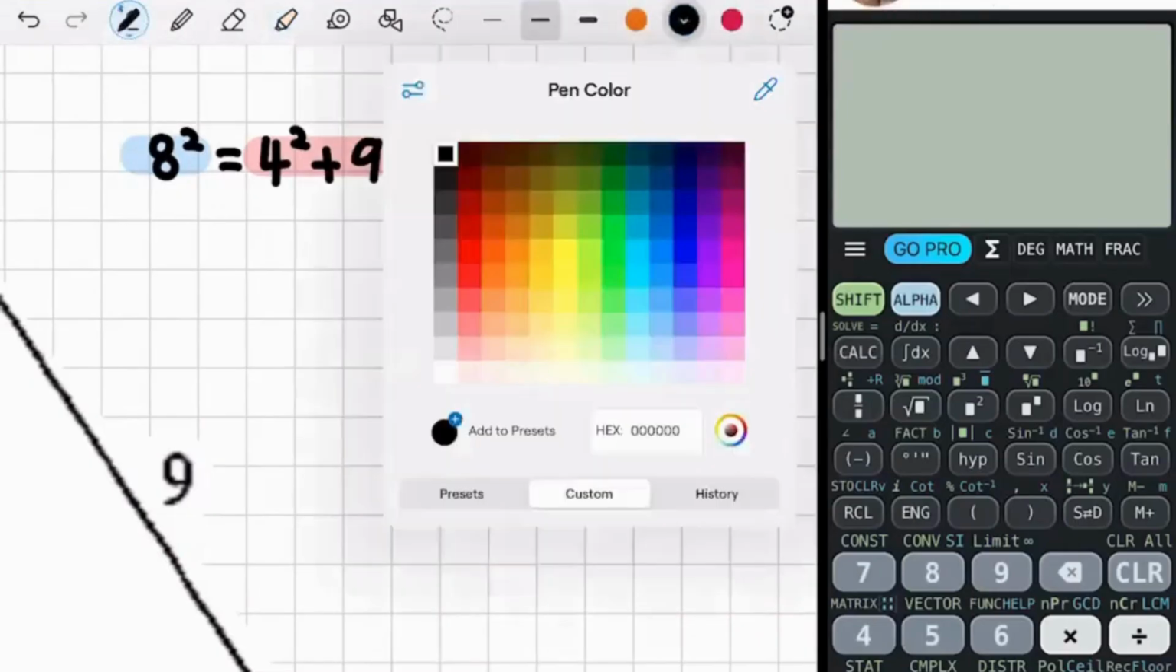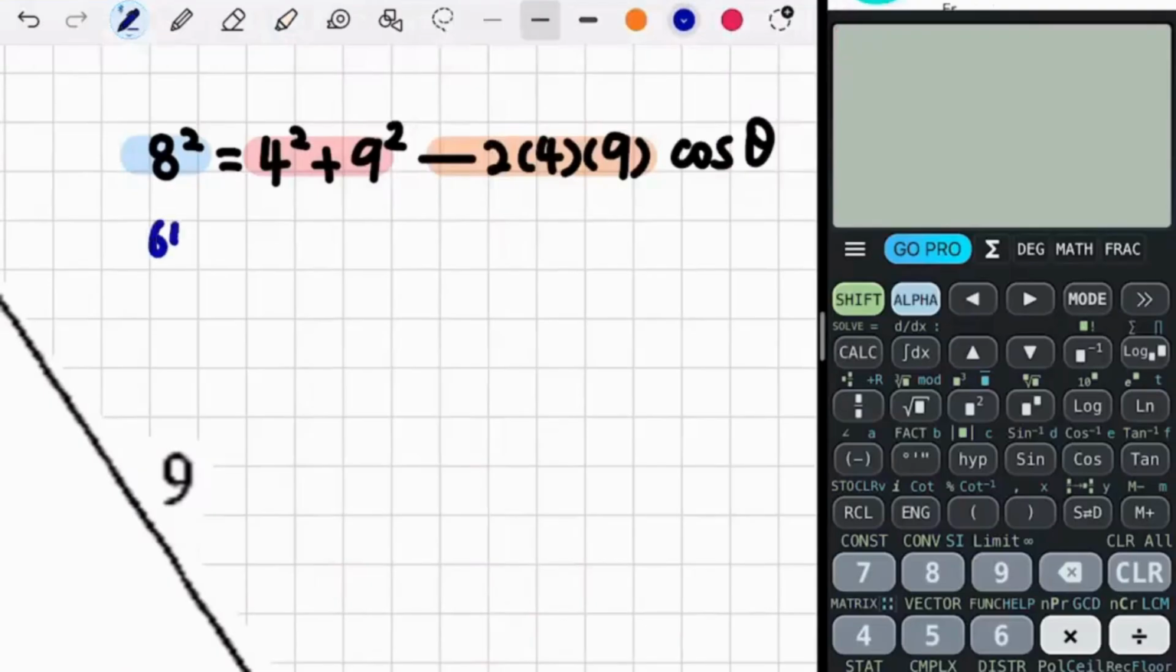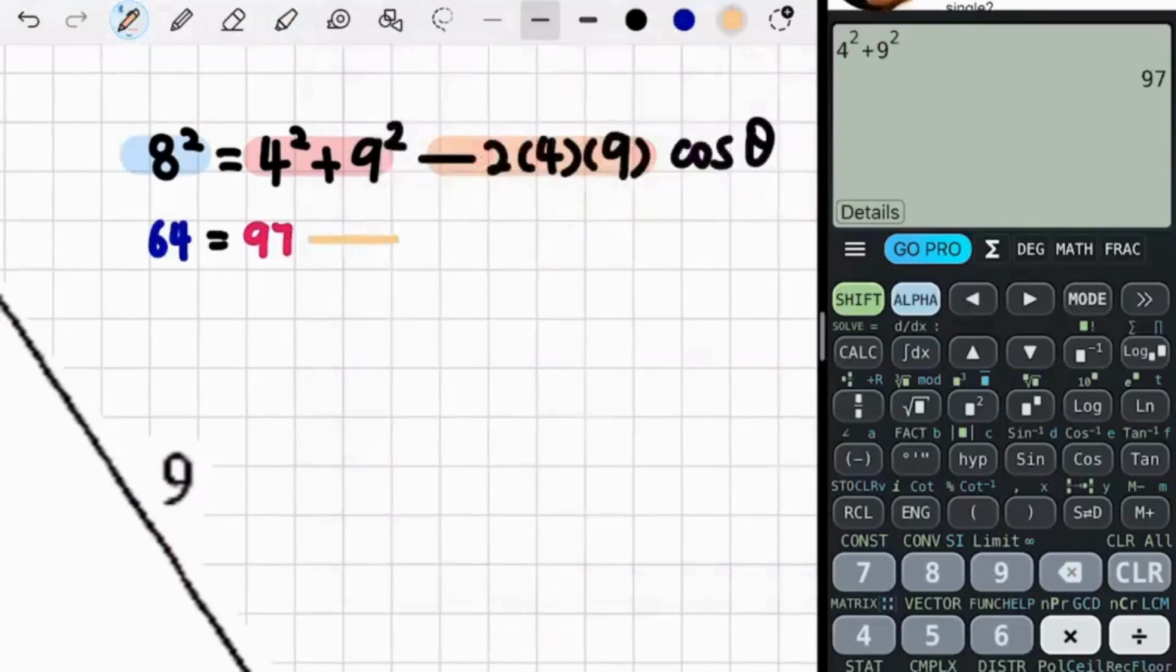So we're going to start from 8 square first, which will give me 64. Then do the pink color one. Just press the calculator: 4 square plus 9 square. This one will give me 97. Now we do the yellow color one. This is 2 times 4 times 9, which is negative 72 cosine theta.